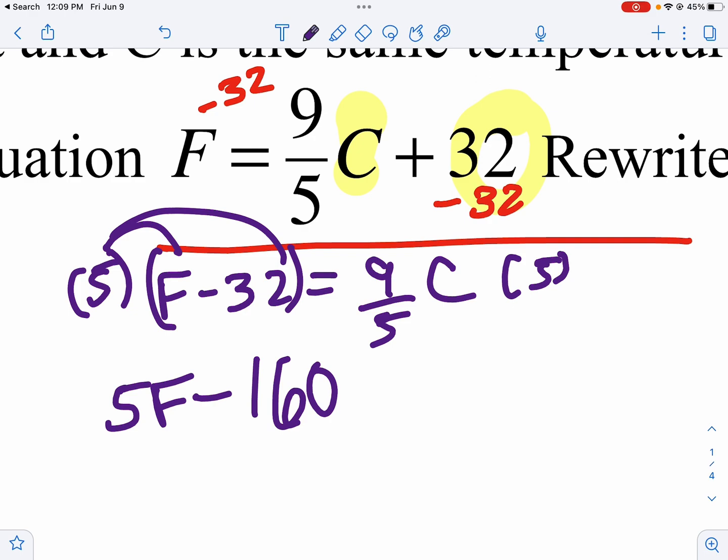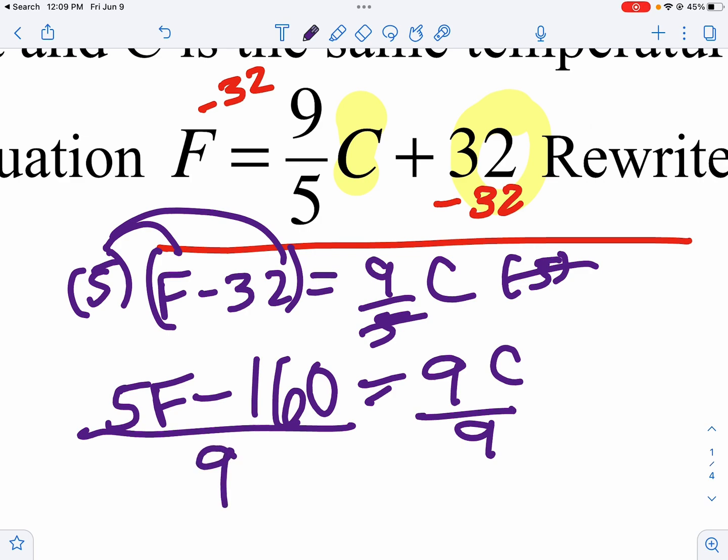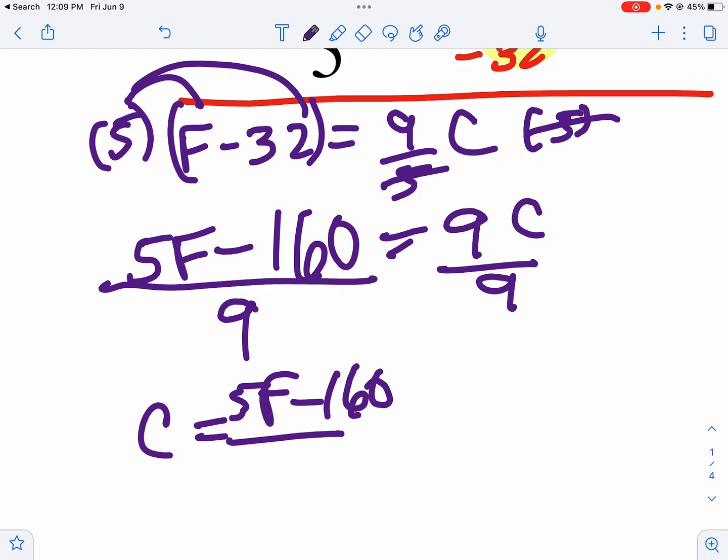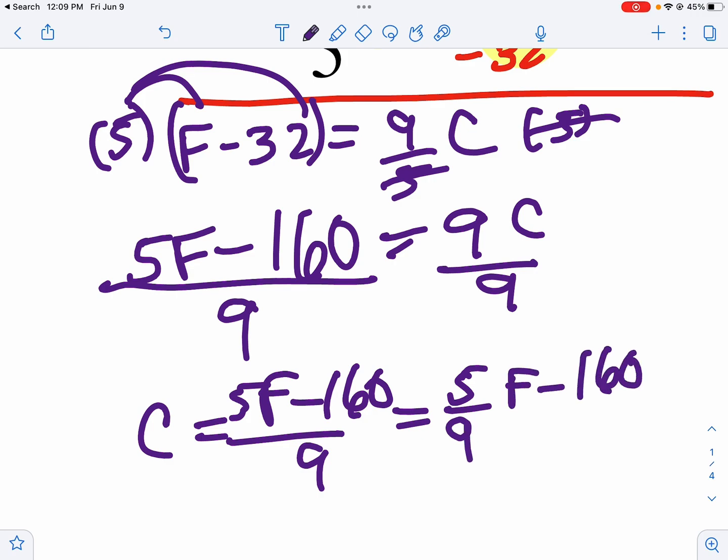Because 5 times 32, 5 times 2 is 10, and 15 carry the 1, you get 160. Equals, remember my 5's reduced, I get 9C. I divide the whole side by 9. Now 9 doesn't go into 5, so I think I'm just going to leave that as a fraction. I'm going to say C equals, I'll have to write the C on the left, 5F minus 160 over 9. Now if you want to write that with two fractions, you'd say 5/9 F minus 160 over 9. And there, either one of them is your correct answer.